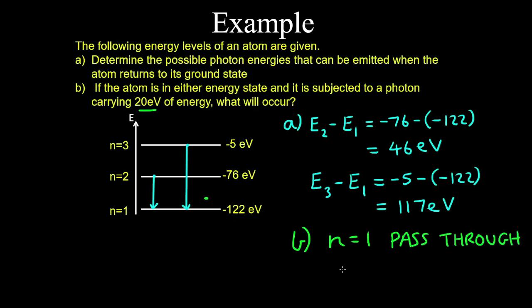And similarly, if the atom was in the second energy state, then if the electron absorbed 20 electron volts, then again the electron cannot exist between these two energy states. So again, the photon will pass through the atom. And if the atom was in the excited state, n equals 3, then if the electron absorbed the photon, it would get ejected from the atom. So basically the atom gets ionized.